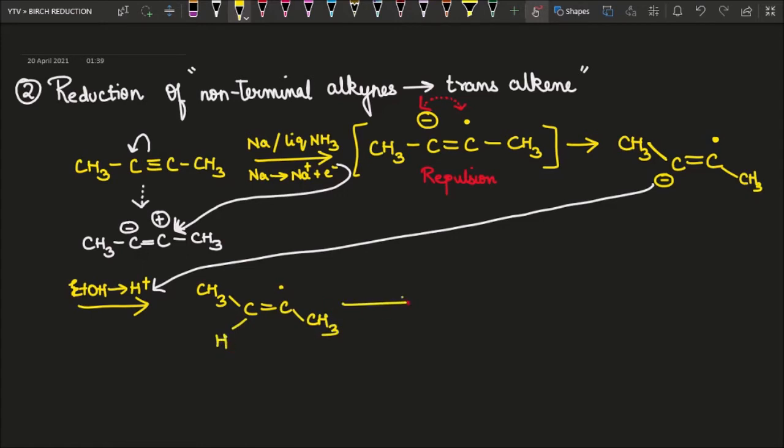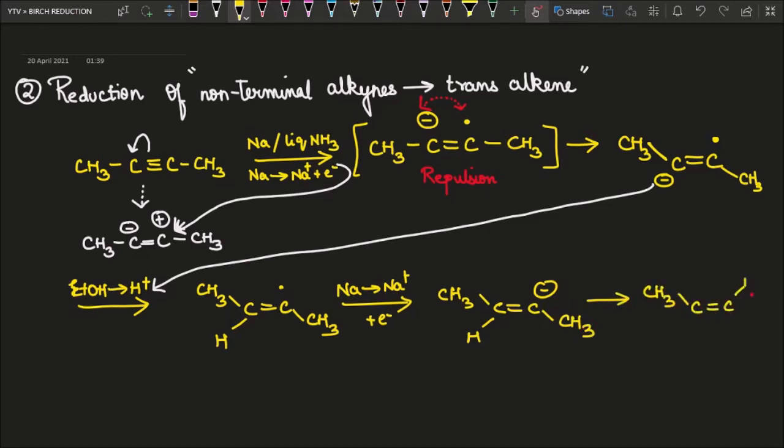Similarly here, since there is only one radical, in the next step sodium is going to provide another electron and convert it into an anion. In the last step that anion will again accept a proton and get converted into trans 2-butene, with hydrogen, hydrogen and then CH3. So it is forming a trans compound. This is the overall reaction with mechanism. Here what we have to remember is that non-terminal alkynes are reduced by sodium in liquid ammonia to trans-alkene.